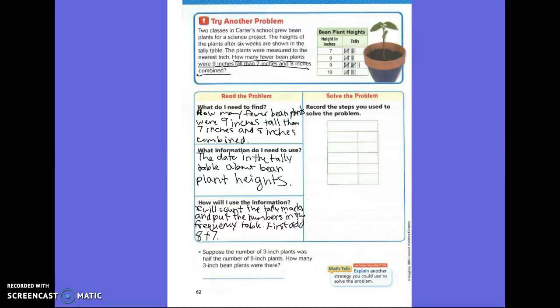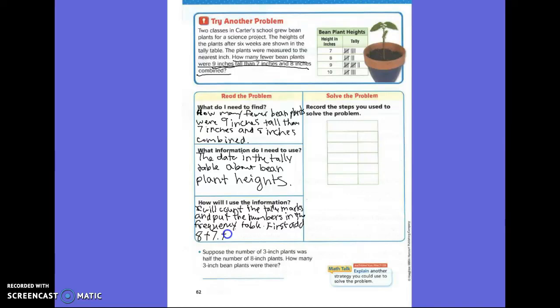Okay, we're going to find the answer to 8 plus 7, or the amount of plants from 8 plus 7. But then what are we going to do with that information? The answer. What are we going to do with it? We're going to subtract the answer with the amount that are 9 inches tall. Okay, the amount of plants that are 9 inches tall.